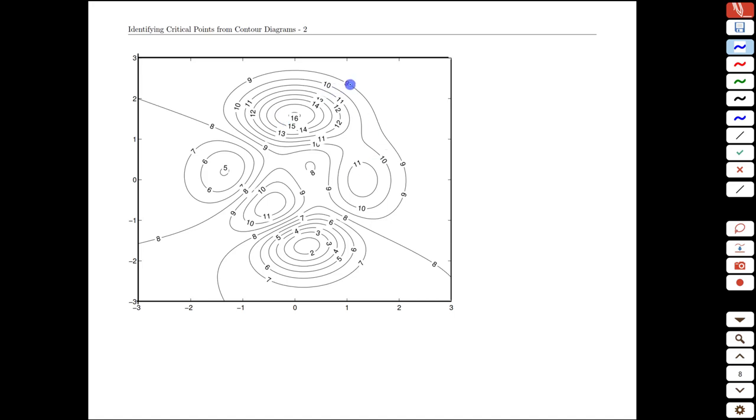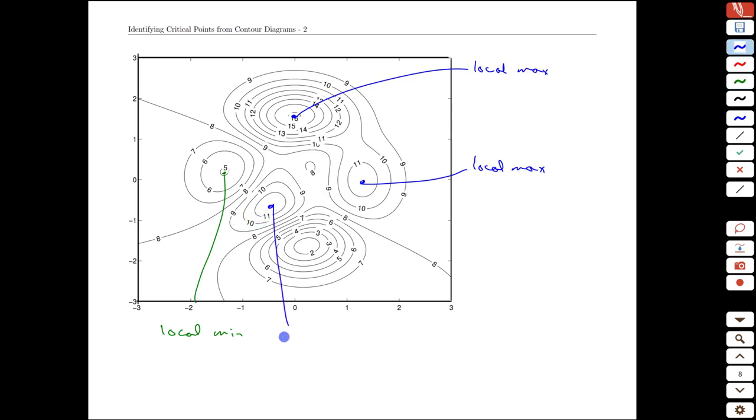Interpreting this as a top-down view with the contour numbers representing the heights of the function, we can very quickly identify a local max here, and 9, 10, 11, a local max in the interior of those nested contours. And 5, 6, here we're going downhill. Use a different color here. This will be a local minimum at the center of those contours. 9, 10, 11 is going up. This will be a local max. And 7, 6 going downhill here at the center of those contours will be a local minimum.